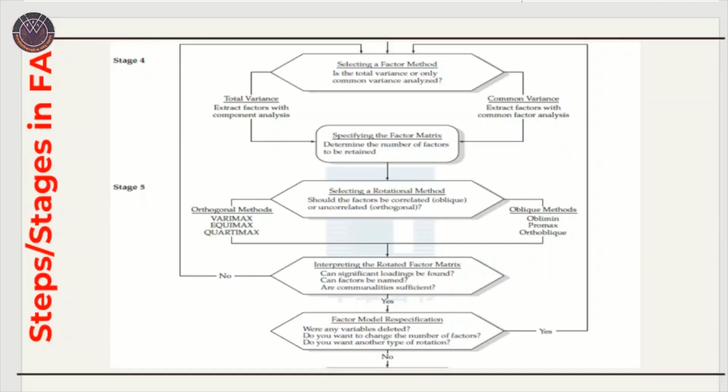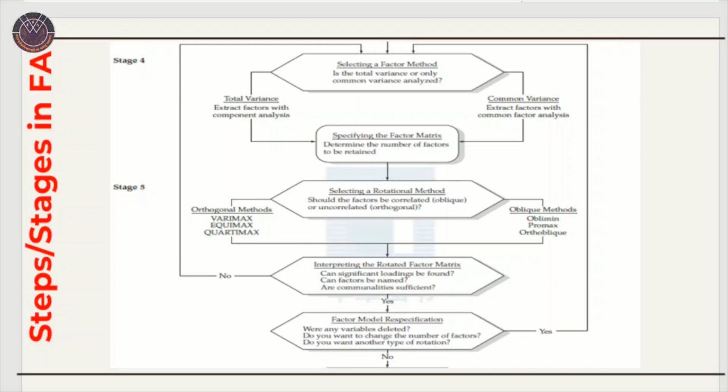So in the next step, which is stage 4 and stage 5, this particular presentation must be looking very confusing or very complex to you. I will try to explain it in detail in the next presentation, but in this particular presentation, let me briefly make you understand what exactly it is saying.